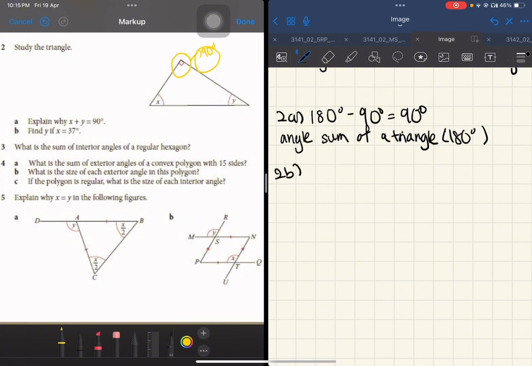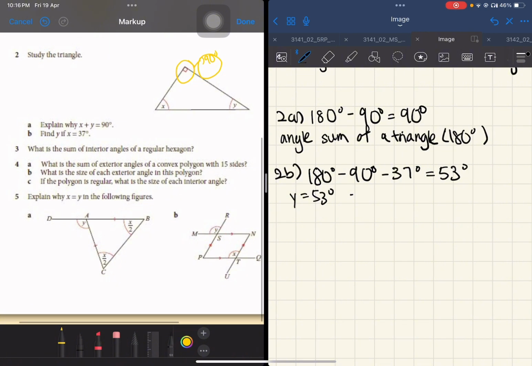Now to 2b, find y if x equals 37. Now we're going to apply the angle sum of a triangle here and the 90 degrees that we already have. So you get 180 degrees minus 90 degrees minus 37 degrees, because x equals 37 degrees, and we directly get 53 degrees, which is y.